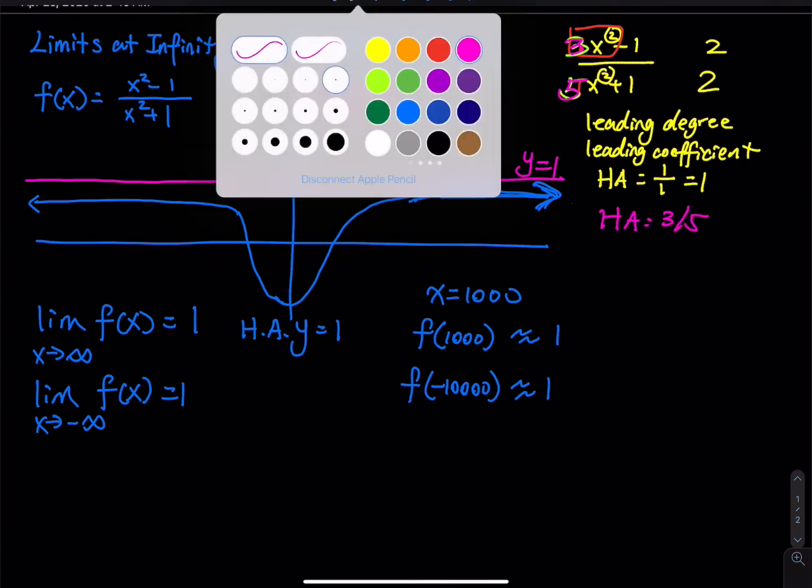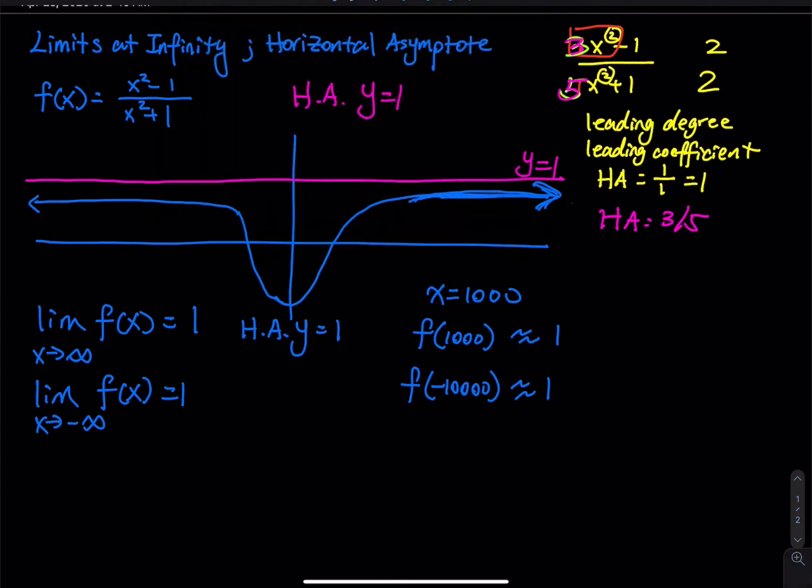So that is case 1: the leading coefficient of the top divided by the leading coefficient of the bottom. Now, the second question that you want to ask me is, hey, what if the leading degree of the top is less than the leading degree of the denominator? So let's change that to x to the first power minus 1 divided by x squared plus 1. Then what is the horizontal asymptote?